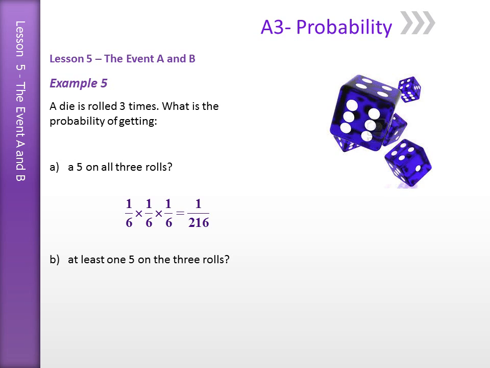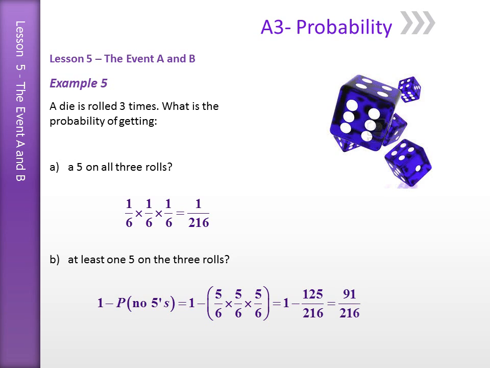For part B, we want at least 1 5 on the 3 rolls. So let's think of this as the complement. It would be 1 minus the case of rolling no 5s at all. So to roll a non-5 would be 5 out of 6. So it would be 1 minus 5 over 6 times 5 over 6 times 5 over 6. This gives us 1 minus 125 over 216, and a final result of 91 over 216.